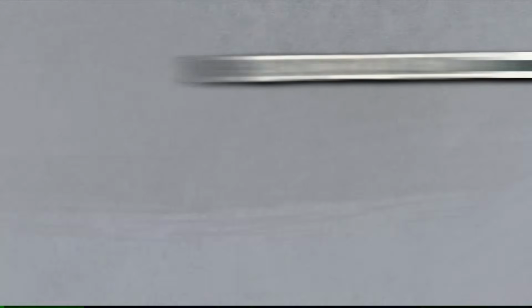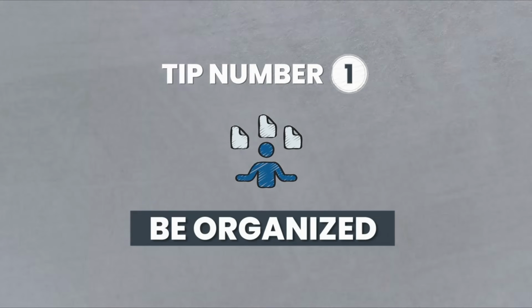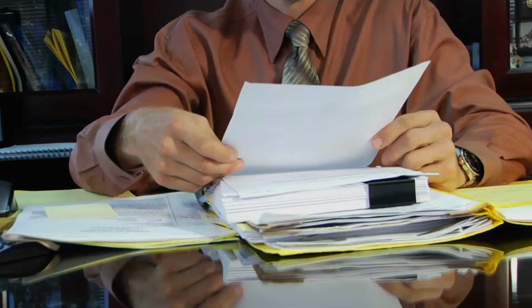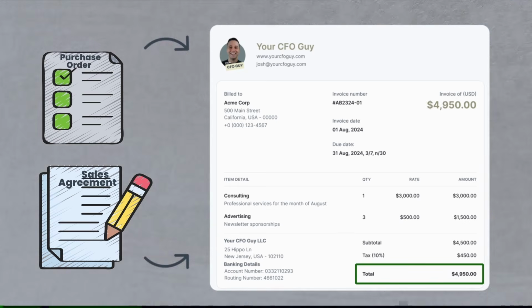All right, now let's wrap up with some tips on how you can build a career with accounts payable. Tip number 1, be organized. Think about it. In order to be a proper accounts payable clerk, you need to collect information from vendors, communicate that information back to approvals, keep track of when exactly something is due, analyze if there are any discrepancies between a purchase order or sales agreement and the amount specifically in that bill. Being organized is a good idea not only for accounts payable, but for any job in finance and accounting.